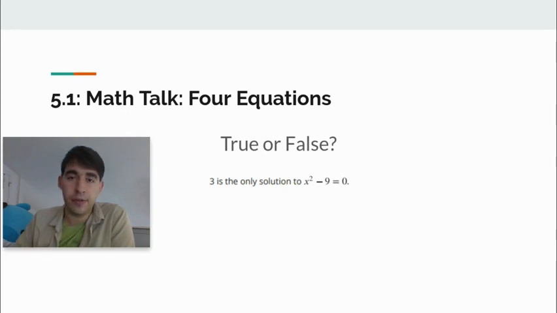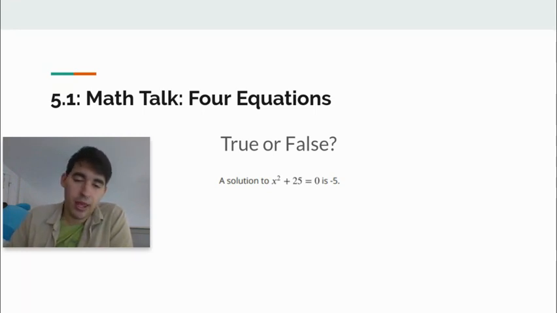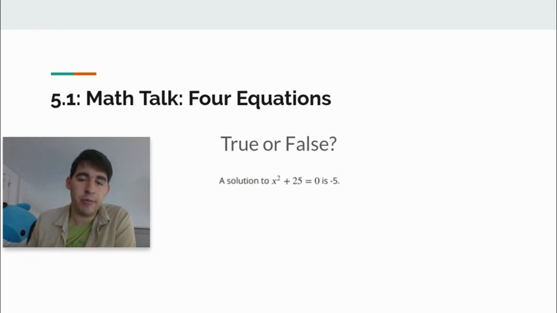Correct answer is false. Negative 3 would also be a solution to this equation. Next up, a solution to x squared plus 25 equals 0 is negative 5. And false. If you plug a negative 5 into that equation, you would get positive 25. And positive 25 plus positive 25 is not 0.